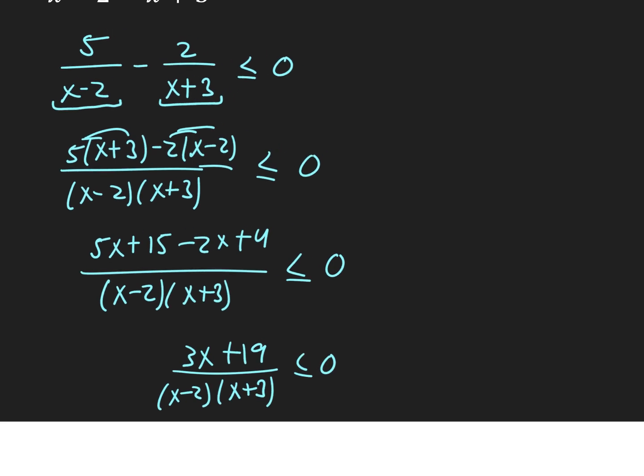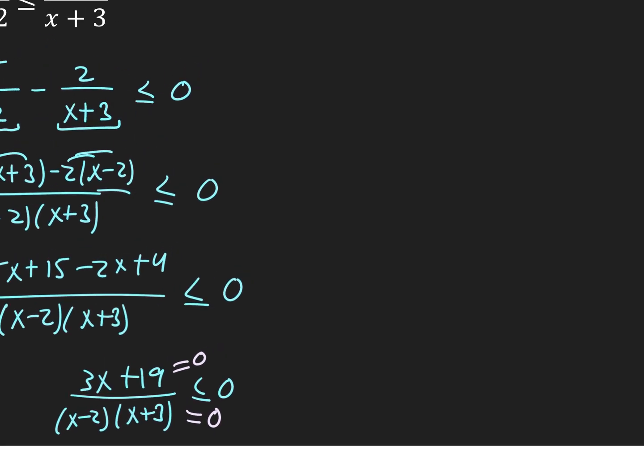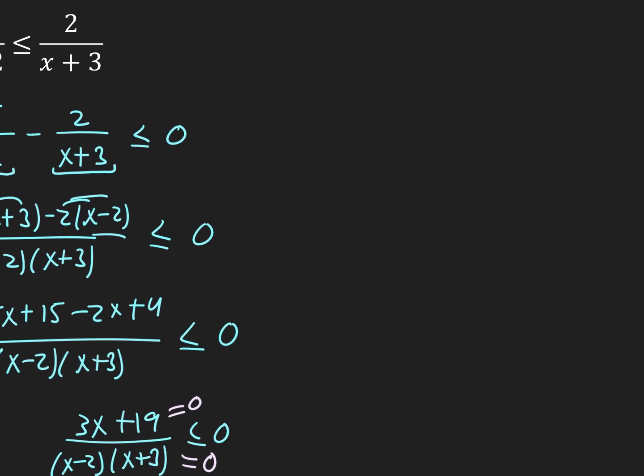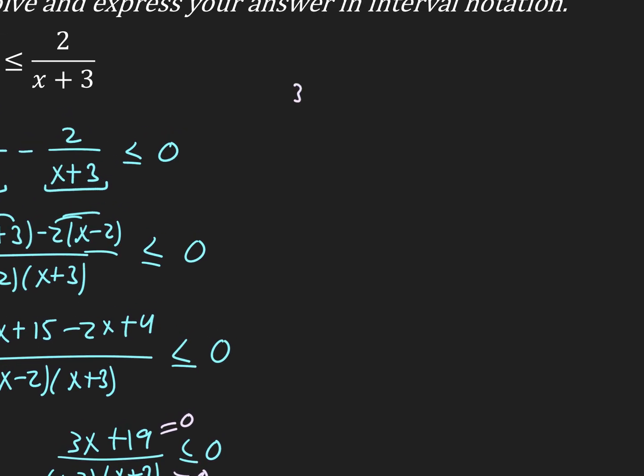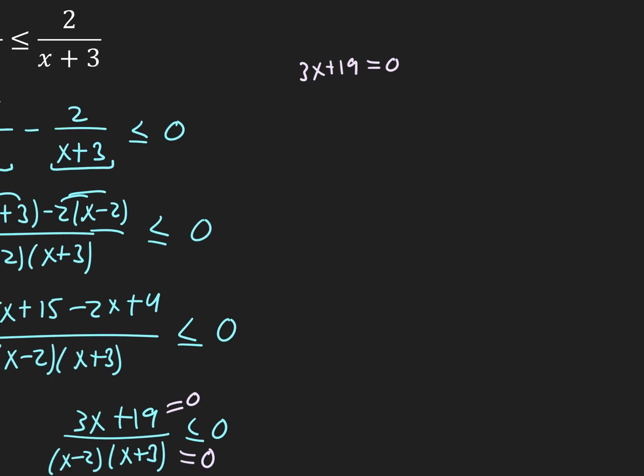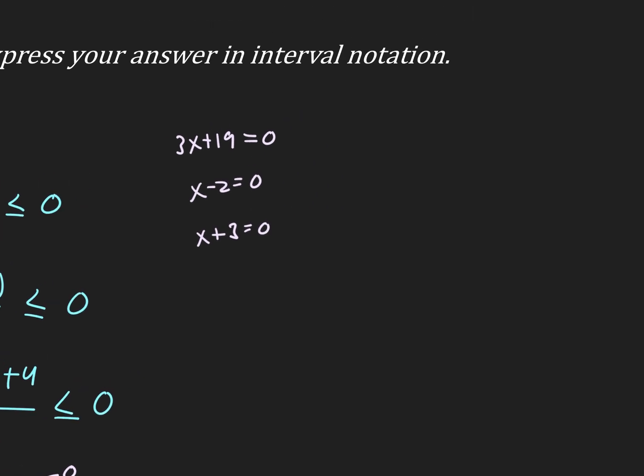And then from here, I can set the top and the bottom equal to 0. All right, so the top would be, I can do that up here. It's going to be 3x plus 19 equals 0. The bottom is going to get me an x minus 2 equals 0 and an x plus 3 equals 0. All right. And then what we get for x is negative 19 over 3, 2, and negative 3.